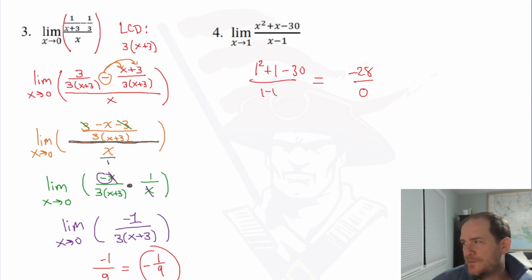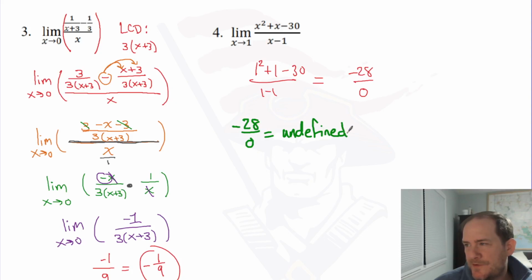I talked about this to a lot of people, but I'm not sure if everybody heard the message yet, so I'll say it loud and clear right now. What we're getting here, the negative 28 over 0, that's undefined. And when you plug into a function and you get an answer that's undefined, that typically means what you're looking at is a vertical asymptote, right?